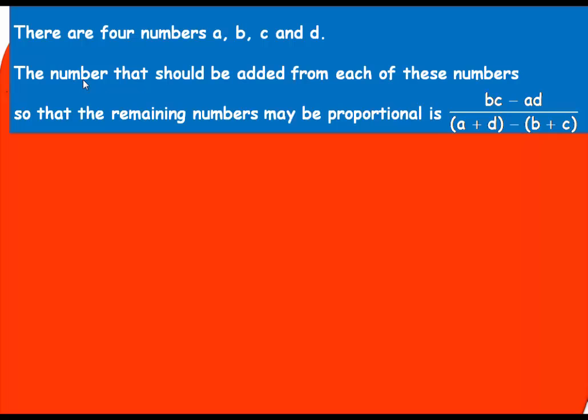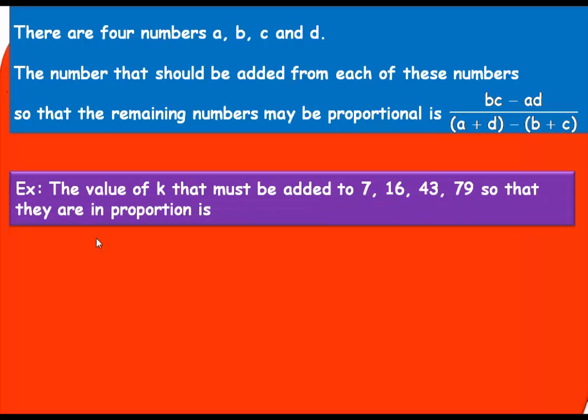Now the previous model is: if we subtract a certain number from the given numbers, then the numbers become proportional. Here, the adding case: if we add a certain number to the given numbers, then the results may be proportional. Now take an example for this model. The value of k that must be added to 7, 16, 43, 79 so that they are in proportion.